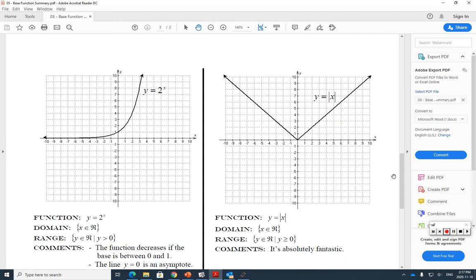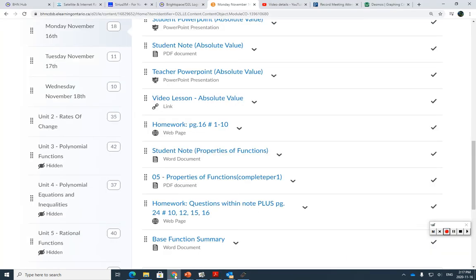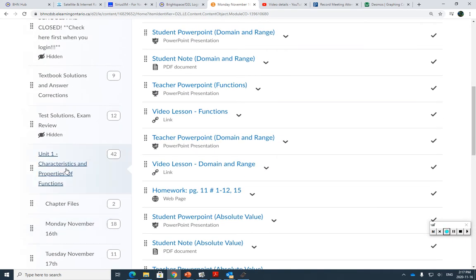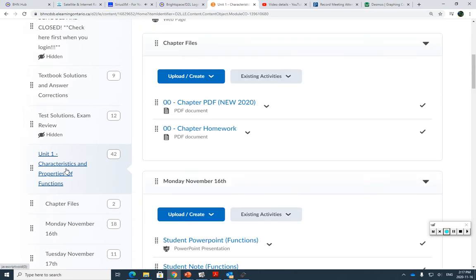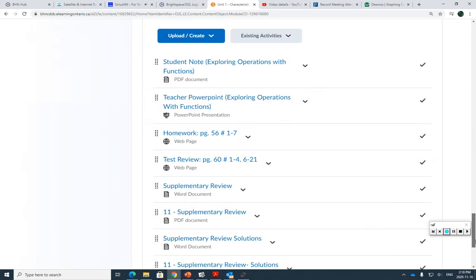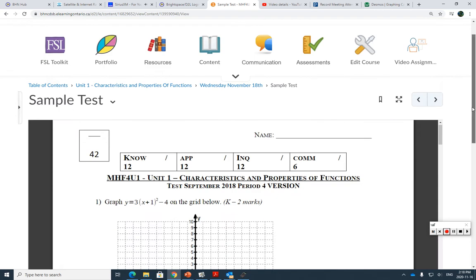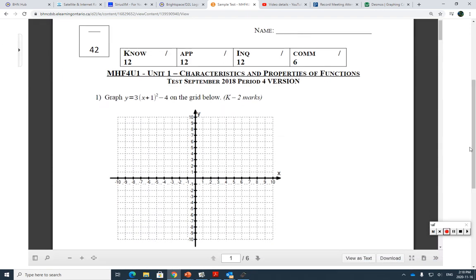If you look on the chapter on D2L, I've already posted the practice test for this chapter all the way down there. Sample test, I call it here. And you'll see on the sample test, I opened up with, okay, I started with a parabola, say, here, just graph this thing. Show me you know how to graph this thing. That's one of the base functions, y equals x squared with some transformations on it. I'll do more transformations tomorrow.